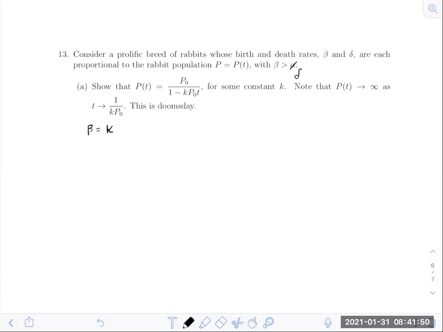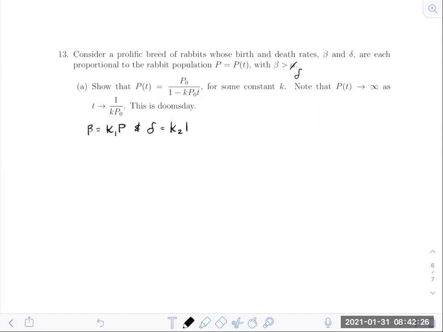Beta is equal to K times P, where K is some constant of proportionality. Now, what I don't want you to do is use the same constant of proportionality for the death rate. You can't assume that the proportion is exactly the same. For example, if the birth rate is double the population, you can't assume that the death rate is double the population. It might be some other constant in front. So what I'm going to do is put a little subscript 1 here for my first constant of proportionality. And then let's set up the death rate.